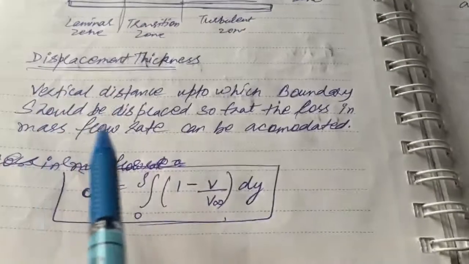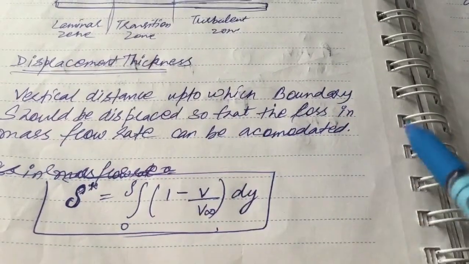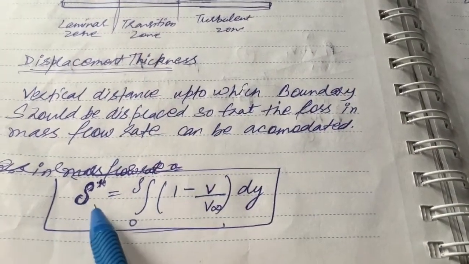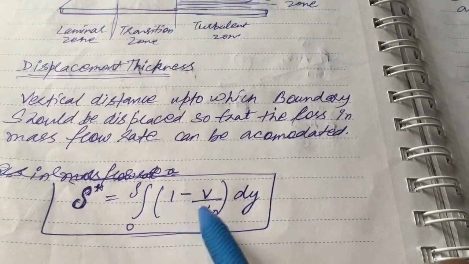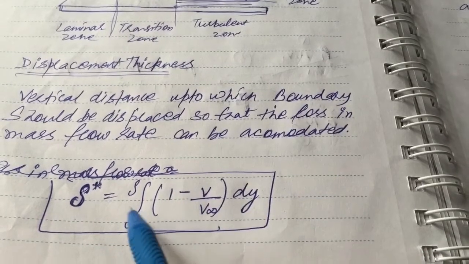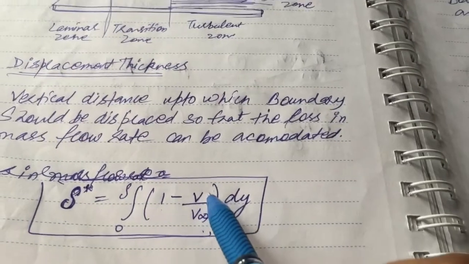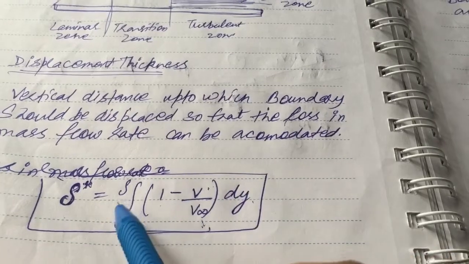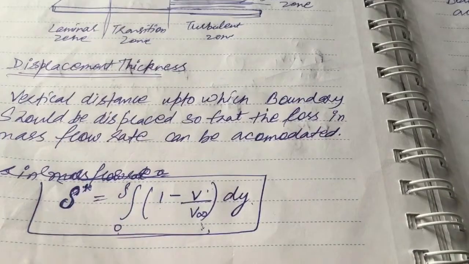Then we have displacement thickness. It is the vertical distance up to which the boundary should be displaced so that the loss in mass flow rate can be accommodated. So displacement thickness, given as rho star, is equal to the integration of 1 minus v by v infinity into dy, where v is the velocity, v infinity is the velocity of free stream, integrated from 0 to rho, being the boundary layer thickness.